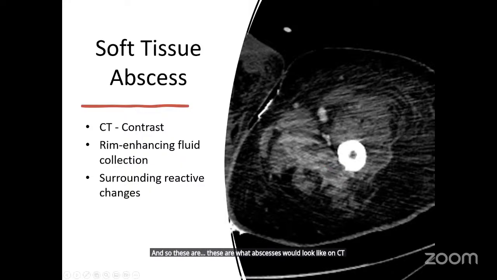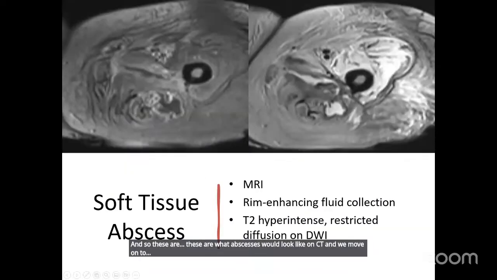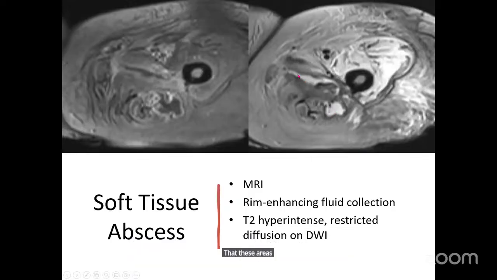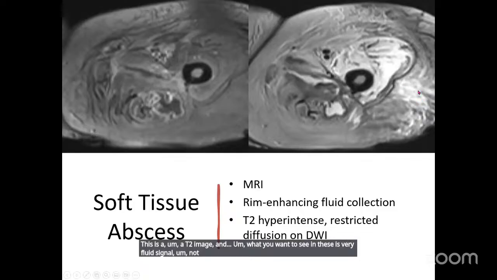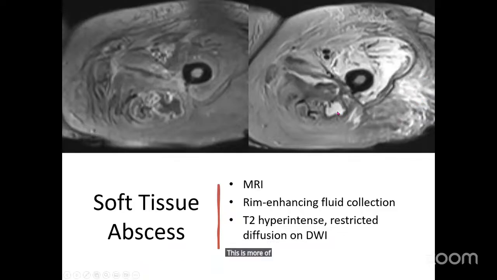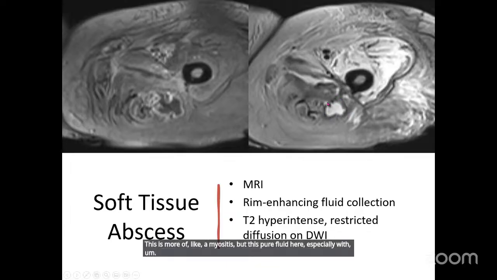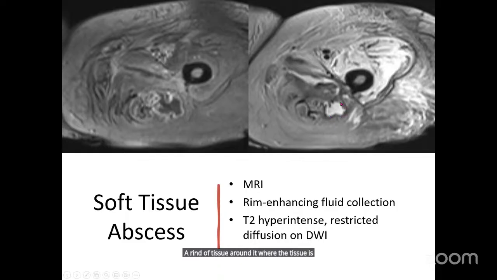And then we move on to MRI, and it becomes a little more clear that these areas of low attenuation were fluid. This is a T2 image, and what you want to see in these is very fluid signal, not like this where it's kind of striated, it looks like there's muscle fibers within it. This is more of like a myositis, but this pure fluid here, especially with kind of a rind of tissue around it where the tissue is becoming indurated and thickened, that's indicative of an abscess.